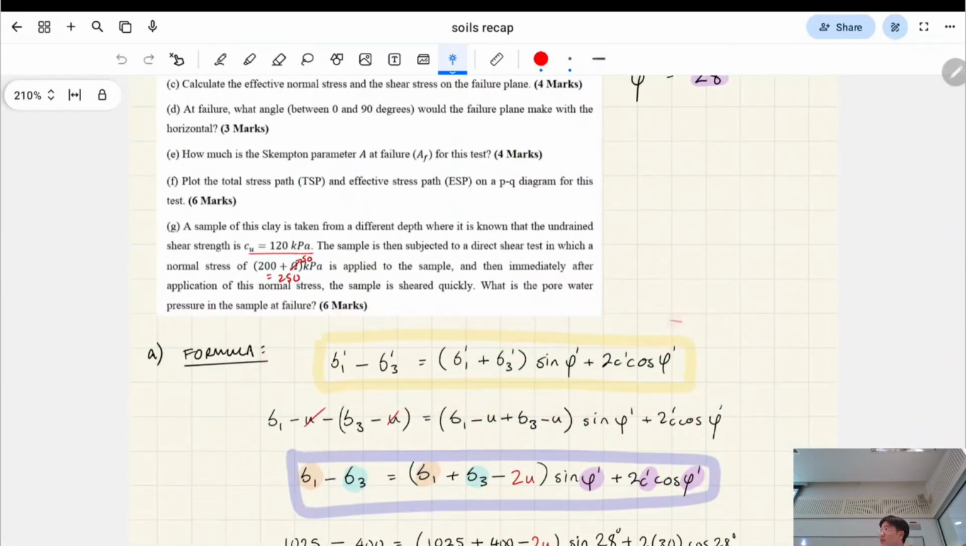This is a formula that you're given, so there's a couple. Isn't C-0 for normally consolidated clay? Maybe, I don't know. Just check yourself.